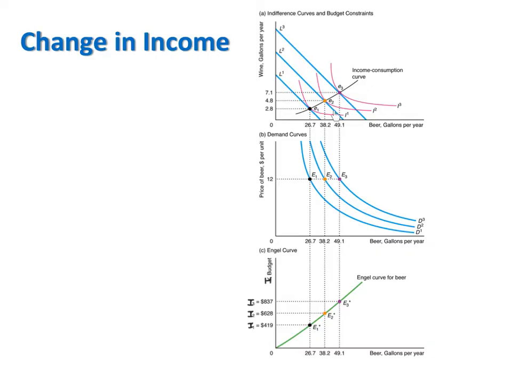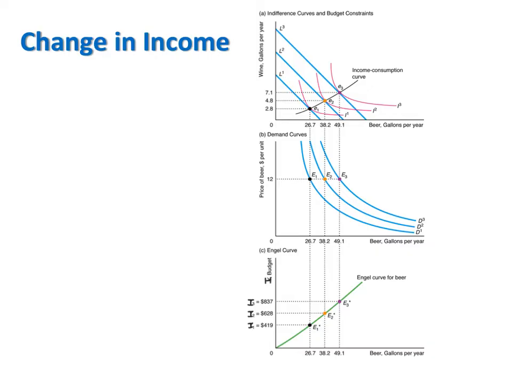Again, if we increase income holding all else constant, there will be a parallel shift out in the budget line. The consumer will be able to reach a higher indifference curve by choosing to buy both more beer and more wine per year. An income consumption curve is when we connect all the utility maximizing bundles as income changes. In other words, an income consumption curve shows what happens to consumption of both goods as income changes.